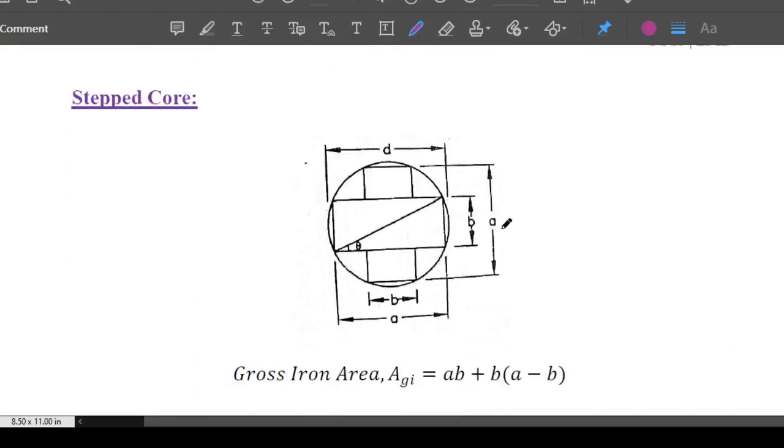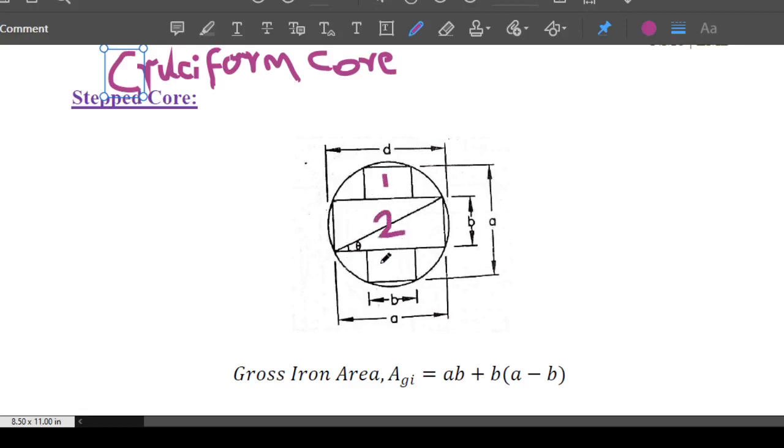So this is called a stepped core, or we also call it a cruciform core. Now let us find out the gross iron area for this shape. In the previous case it was a square, so directly we wrote it as the product of two sides. But here we have three different sections, so we will divide it into section 1, section 2, and section 3. We'll find the area of each section, and when we add them, we'll get the answer for AGI.